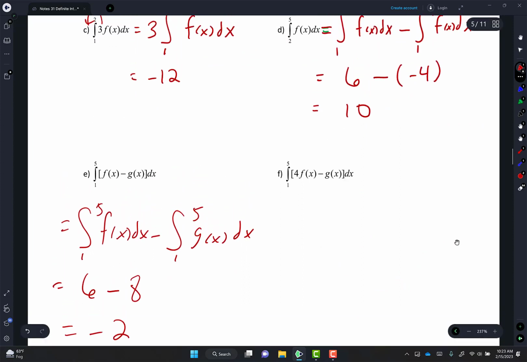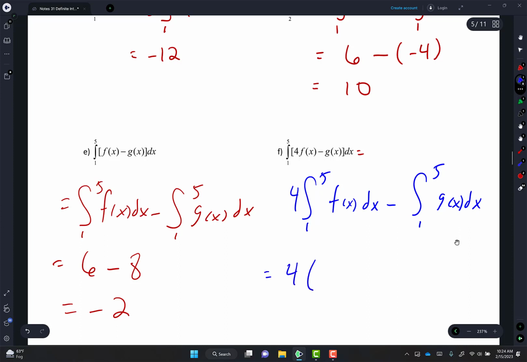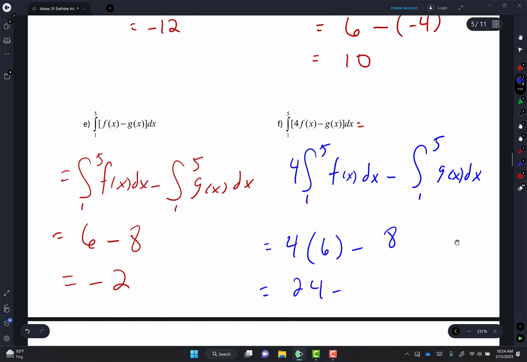On this one here, letter F, I'm going to change the color to blue because it might be kind of close to E here. This is just going to be, notice that the 4 is in front of the f of x. You can split it like this: 4 times integral 1 to 5 of f of x dx minus integral 1 to 5 of g of x dx. Okay, so now what? 4 times 6 minus 8. 4 times 6 is 24 minus 8, 16.